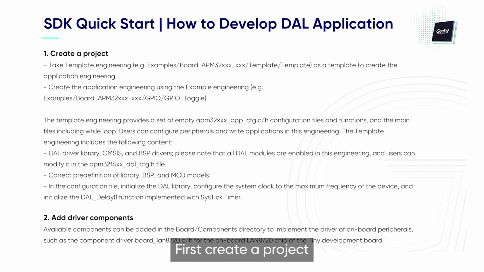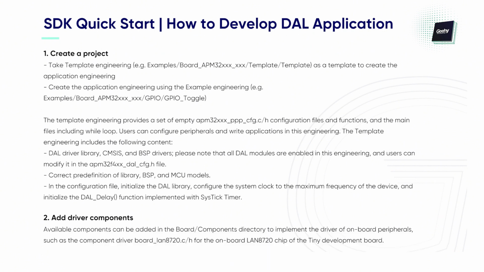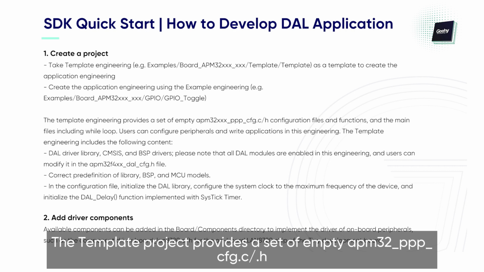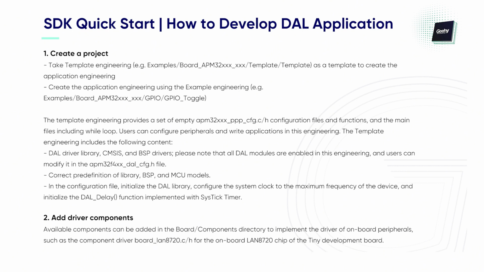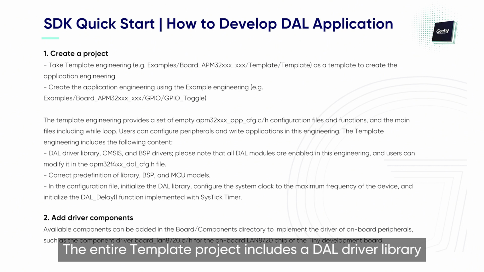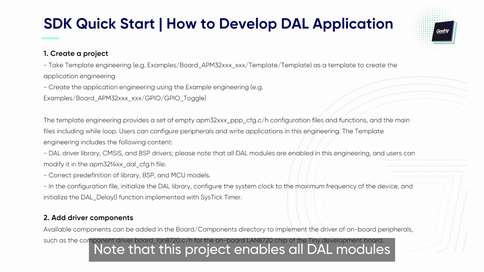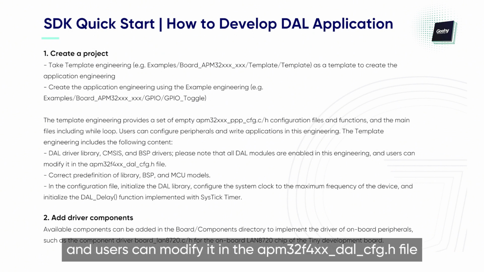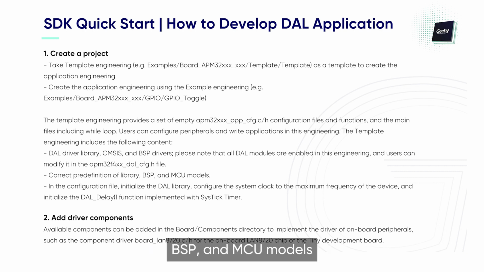First, create a project. We can create an application project using a template project or any examples project. The template project provides a set of empty APM32 FilePy cfg.c.h configuration files and functions, and has a main file of while loop. Users can configure peripherals and write applications in this project. The entire template project includes a DAL driver library, CMSIS, and BSP drivers. Note that this project enables all DAL modules, and users can modify it in the APM32F4xx DAL cfg.h file. Moreover, it includes correct predefinition of library, BSP, and MCU models.